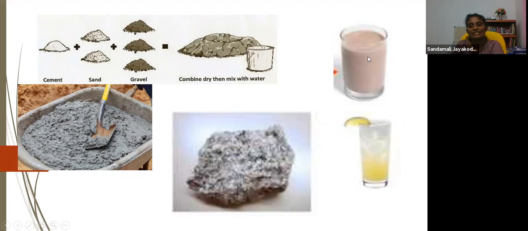So this is a cup of milk. It's a glass of milk and this is a glass of a particular fruit juice.